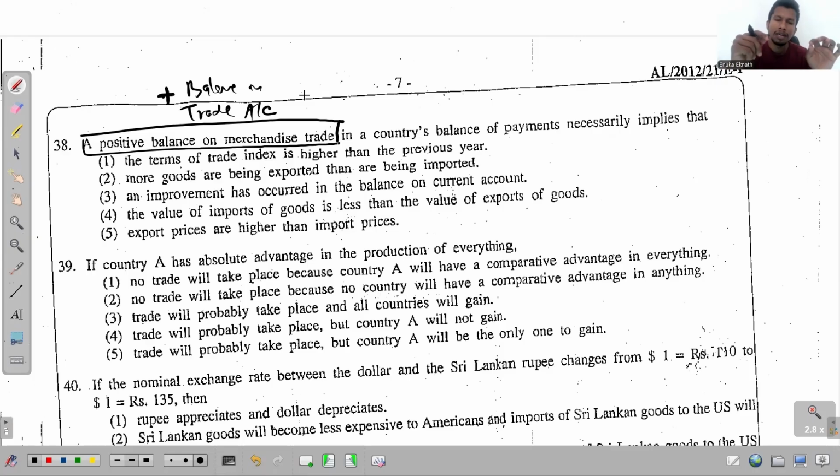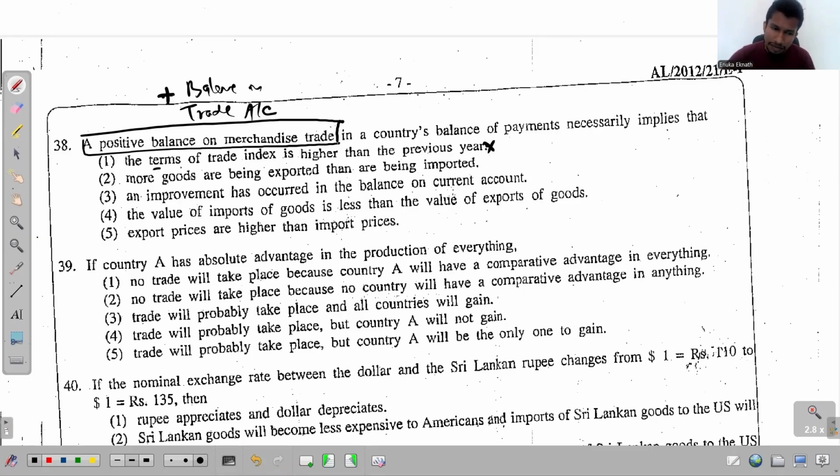Okay, the first problem with this statement is how do you make a comparison between current year values and previous year values, and how do you recognize whether this terms of trade has increased or decreased without those values? The question only tells us that in the given year we have a positive balance in the trade account. We can't make comparisons with regard to the previous year. That is not related, right?